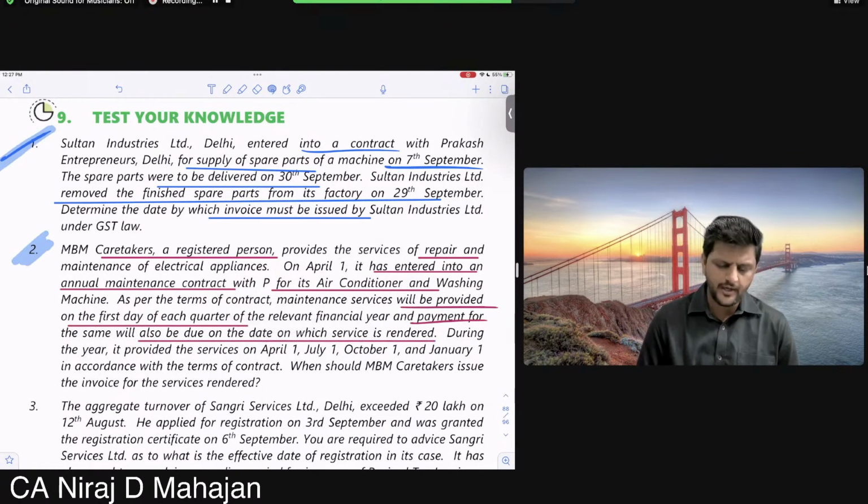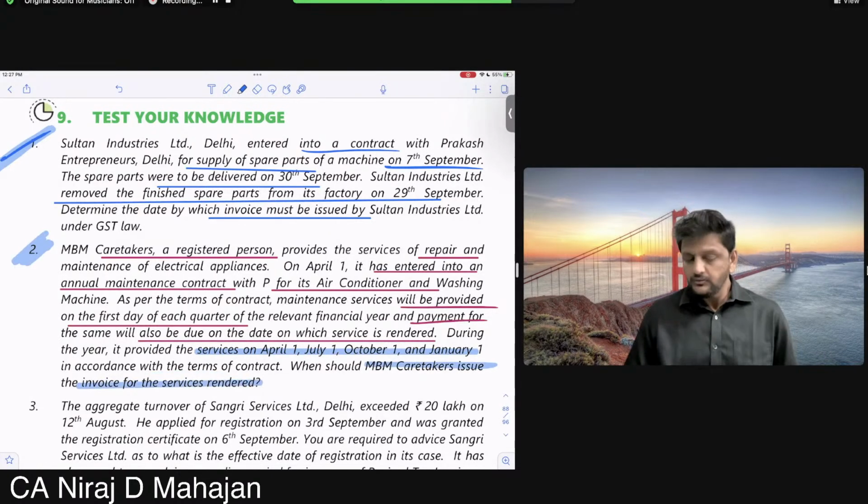Is this an entire year contract? Yes. During the year, it has provided the service on 1st April, 1st July, 1st October, and 1st January as per the contract. When should MBM issue the invoice for services rendered?